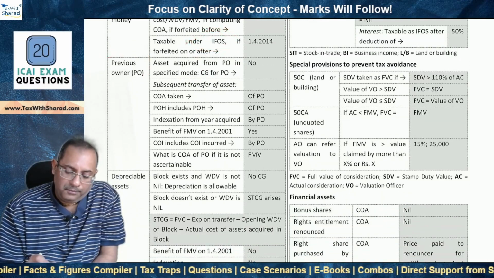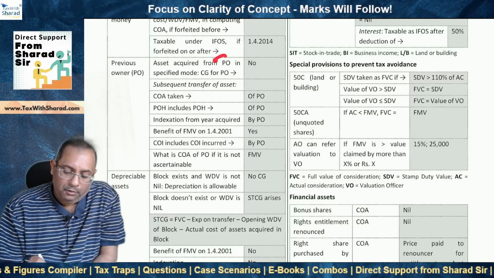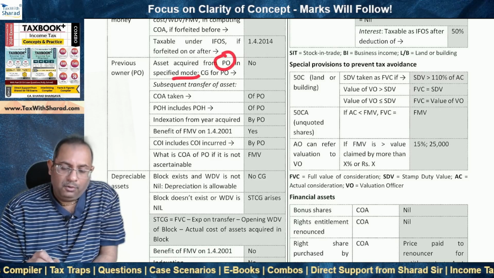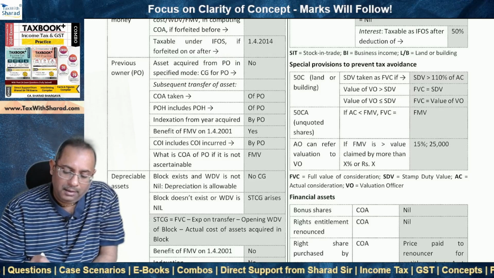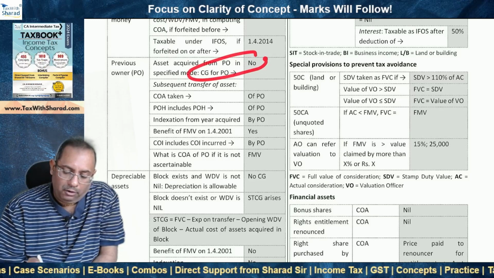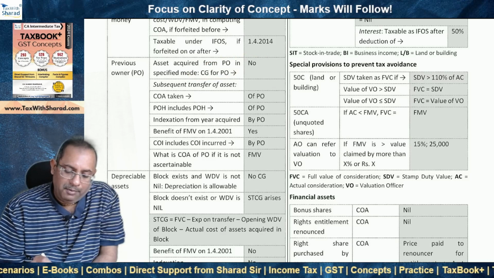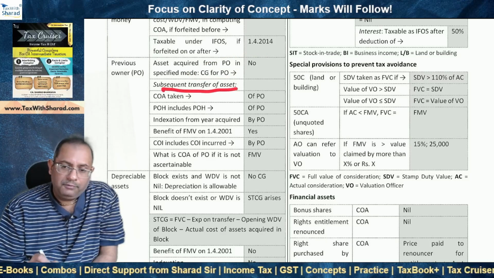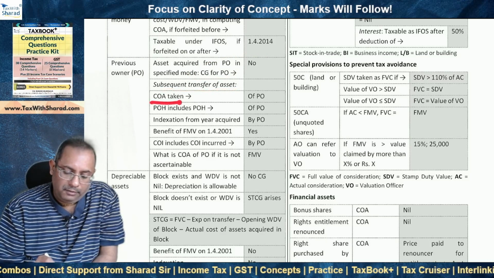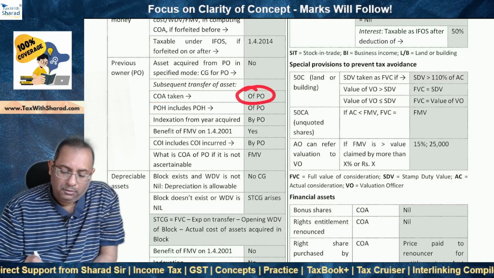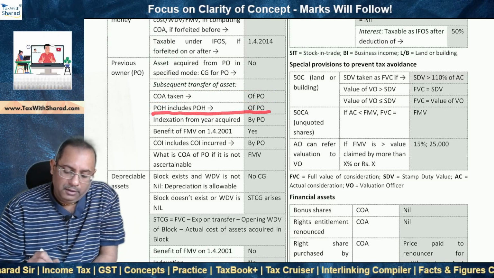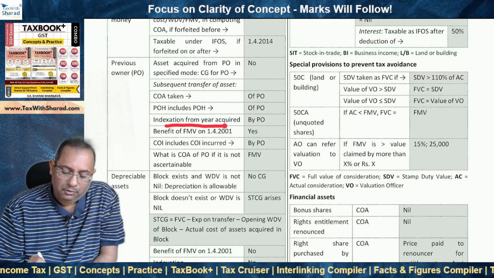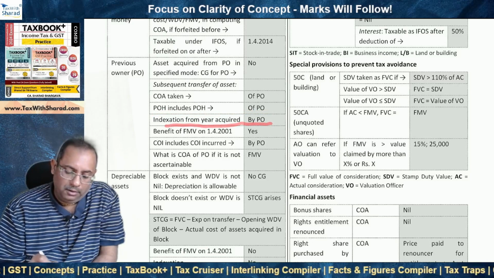Concept of previous owner. Where the asset is acquired from a previous owner in a specified mode, for example gift, will, etc., there is no capital gain for the previous owner. The capital gain arises in case of subsequent transfer of the asset, in which case the cost of acquisition of the previous owner is taken. Period of holding includes the period of holding of the previous owner. Indexation starts from the year the asset was acquired by the previous owner.